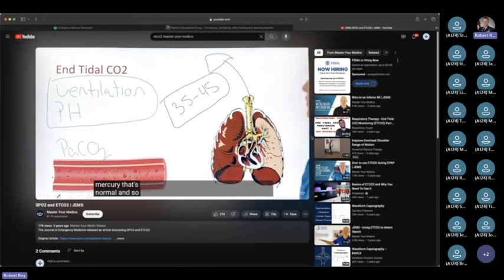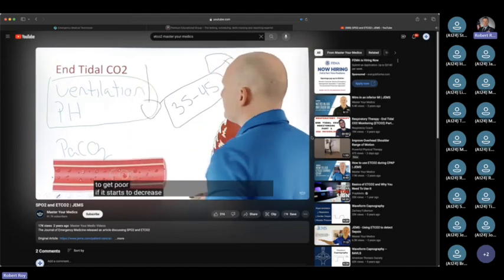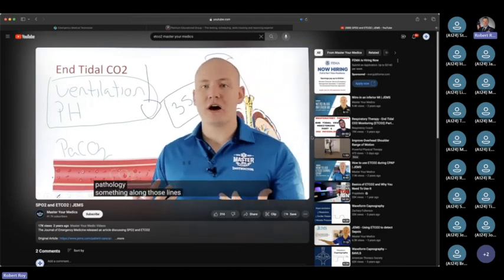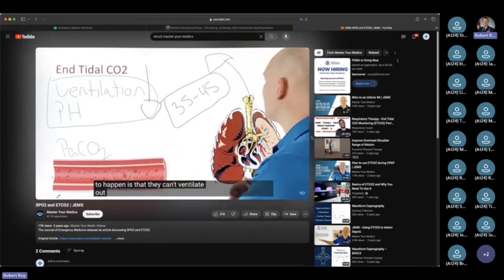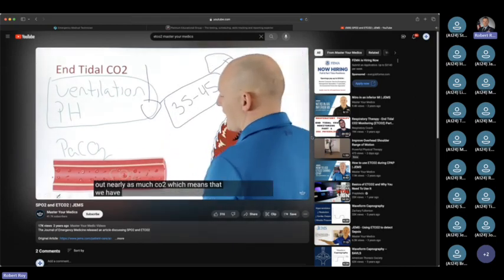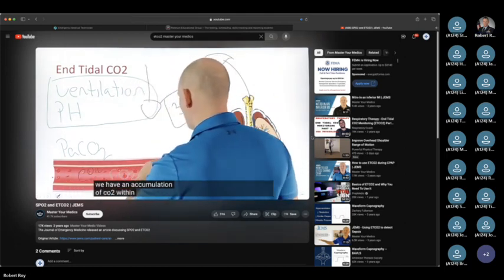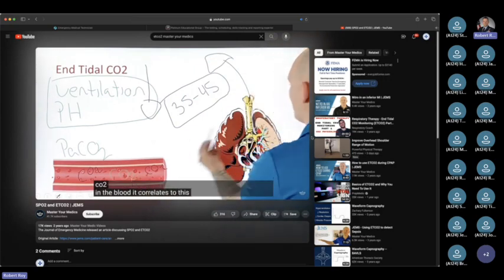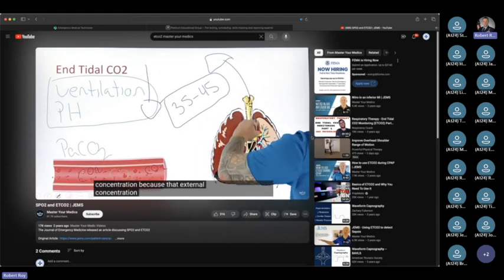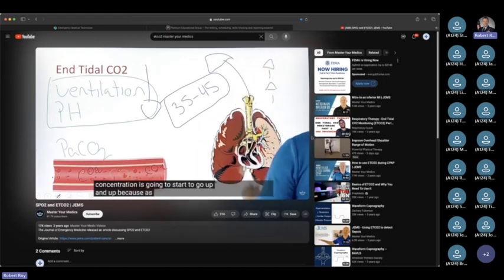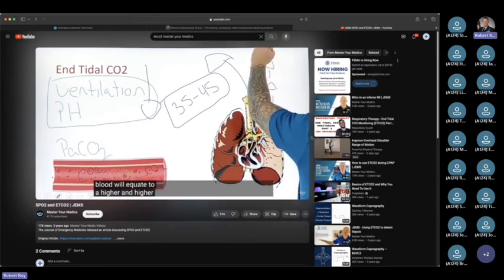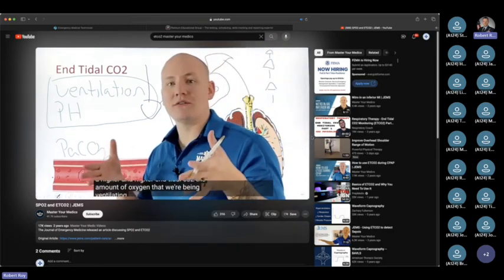That's normal. And what we're looking for with end-tidal CO2 is that if our ventilation status starts to get poor, if it starts to decrease, our patient becomes fatigued, they have some sort of obstructive pathology, something along those lines, what's going to happen is that they can't ventilate out nearly as much CO2, which means that we have an accumulation of CO2 within the blood. And when we have an accumulation of CO2 in the blood, it correlates to this exhaled concentration, because that exhaled concentration is going to start to go up and up. As we get more and more CO2 in the blood, the concentrations will equate to a higher and higher end-tidal CO2, the amount of CO2 that we're ventilating out.